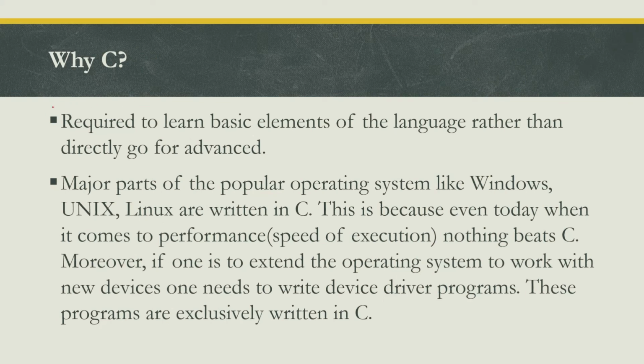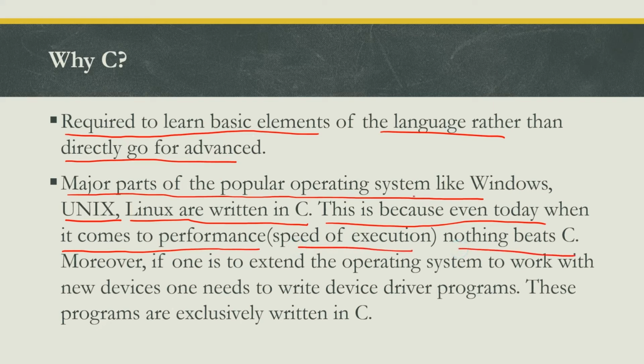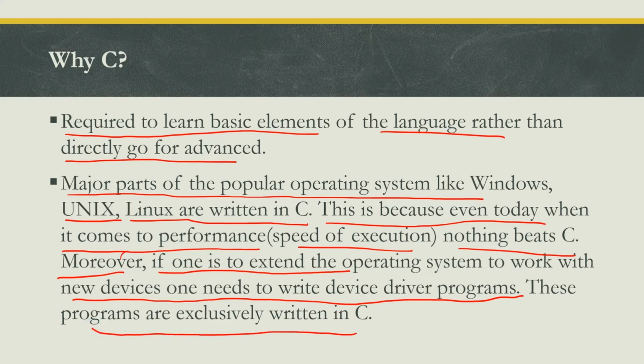So why C? It is required to learn the basic elements of the language rather than directly going for advanced ones. Major parts of popular operating systems like Windows, Unix and Linux are written in C language. This is because even today, when it comes to performance, that is speed of execution, nothing beats C. Moreover, if one is to extend the operating system to work with new devices, one needs to write a device driver program, and these device driver programs are exclusively written in C.